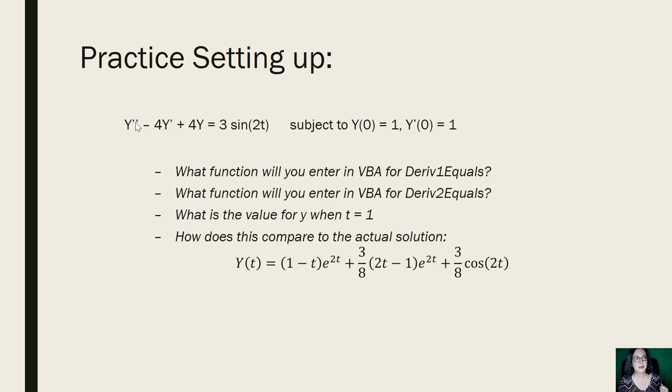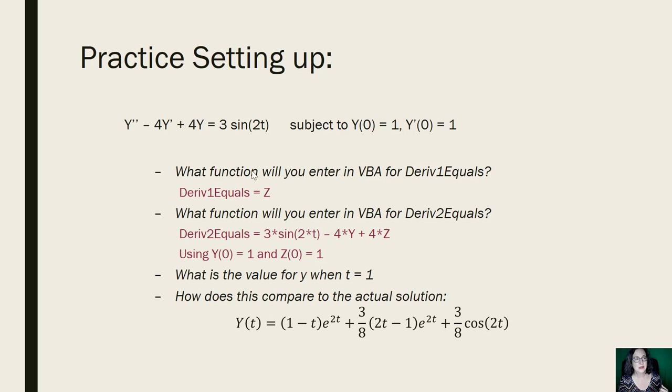The second one is going to be for the y double prime, and we're going to take this equation and rearrange it. So in that case, what we get is deriv 1 equals z, and deriv 2 is going to be solving for y double prime, and that's going to be 4z minus 4y plus 3 sine of 2t. So we have this here.